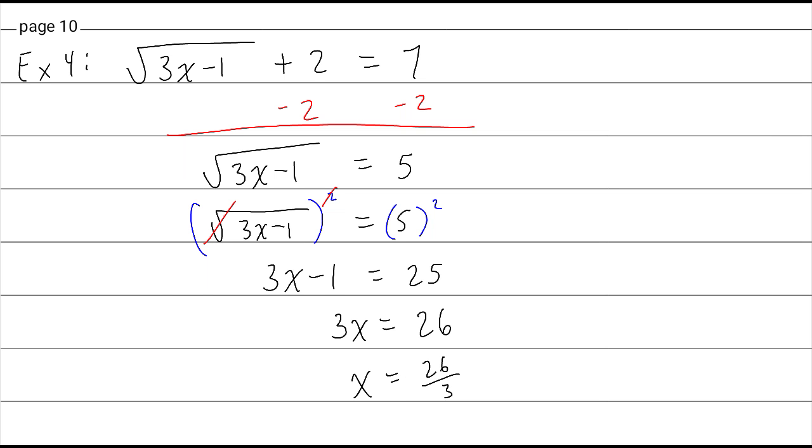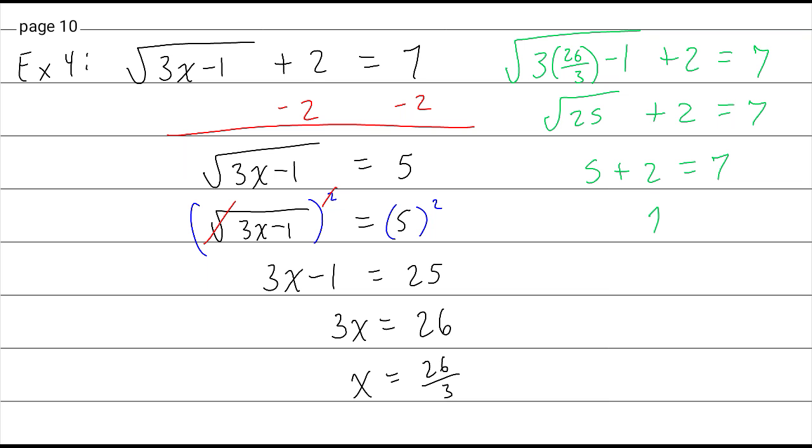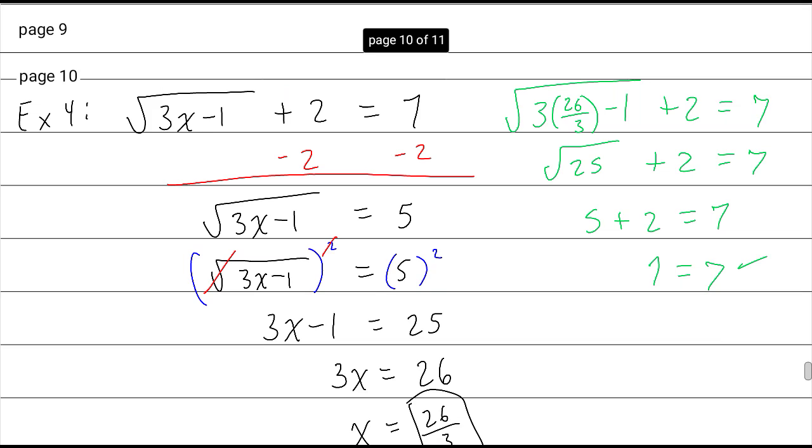We'll check to make sure that's right. 3 times 26 over 3 minus 1 plus 2 equals 7. 26 over 3 times 3 is 26, minus 1 is 25, so that's the square root of 25, plus 2 equals 7. 5 plus 2 equals 7, 7 equals 7, check. Good. I expected that one to work as well. We didn't have an ugly one yet. That'll change with example 12, or not 12 in this case, 12 for the full section. It's example 5 for this video.